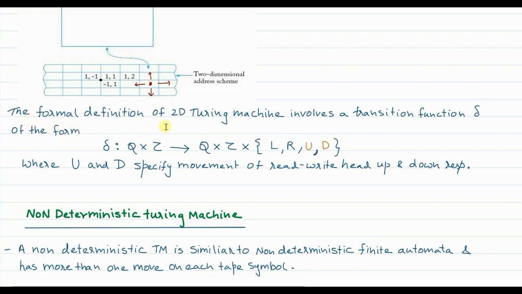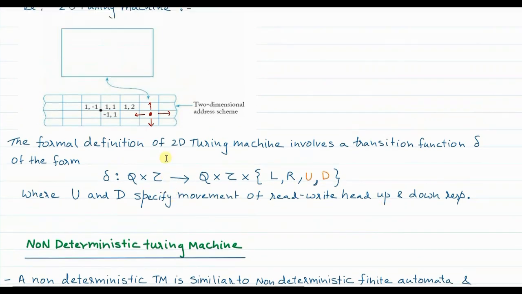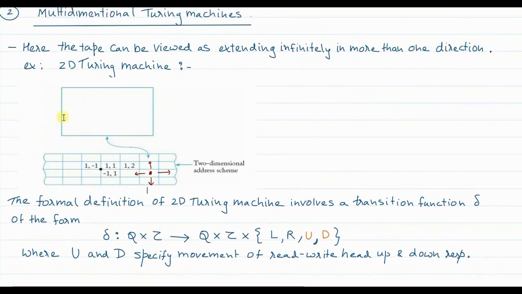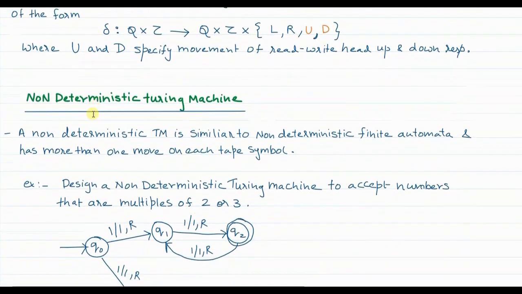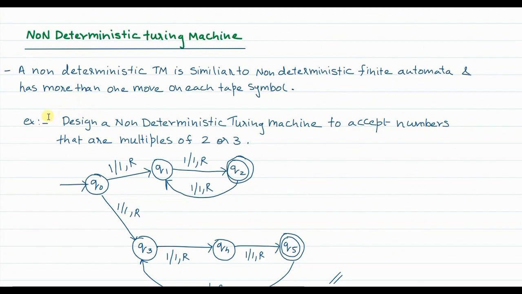So the formal definition of a 2D Turing machine involves a transition function δ of the form δ: Q × Γ → Q × Γ × {L, R, U, D}. The head movement is left, right, and there is no stationary movement; rather there are two more movements, U and D, where U and D specify the movement of the read-write head up and down respectively. We don't have an implementation of this Turing machine also. Now there is a separate category of Turing machine.